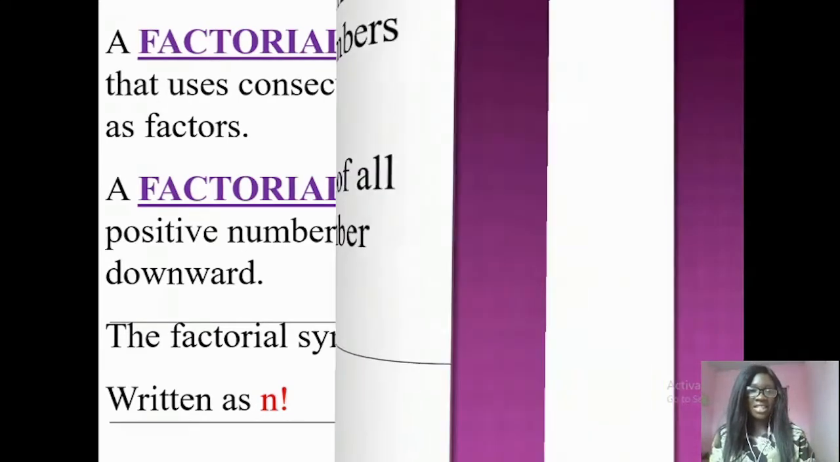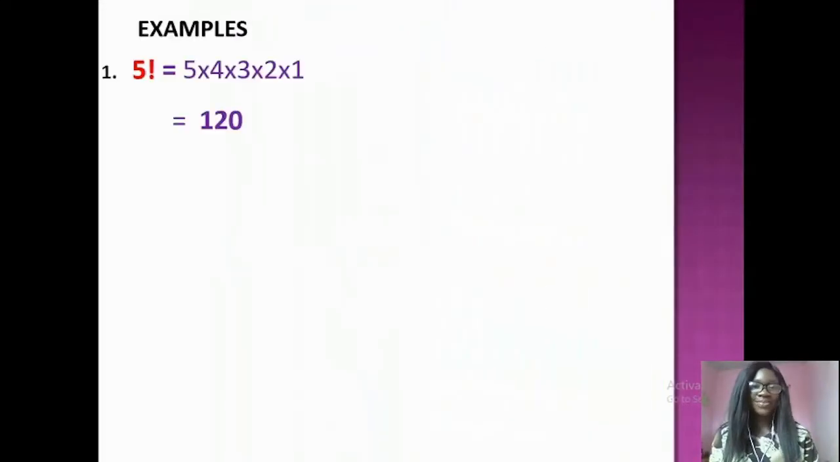So let's see examples. Like I said, 5 factorial. You see, 5 factorial means we're going to do it downward, and our number here is 5. So 5 times 4 times 3 times 2 times 1. We'll stop. They are our positive numbers. We are not going to have 0, because if we have 0, everything is destroyed, because 0 multiplied by any number will give us 0, right? So we are just going to stop with our 5 numbers.